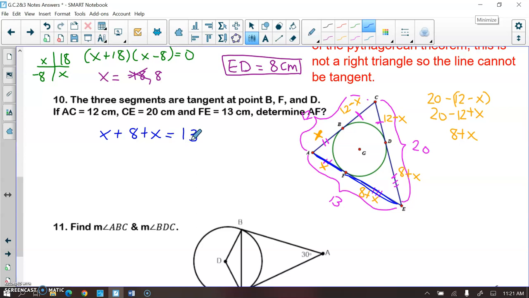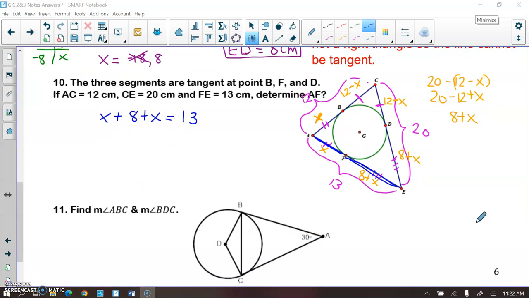Oops. And sorry, on yours it does say AE, mine says FE.